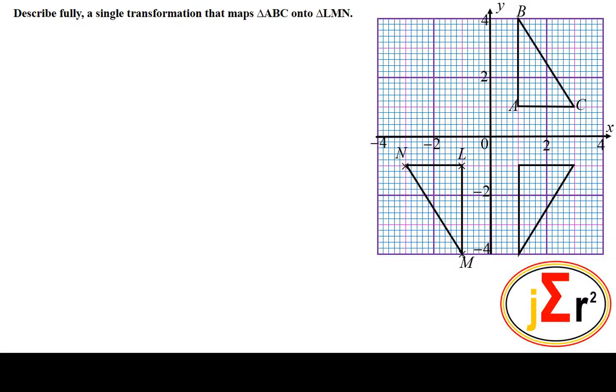Describe fully a single transformation that maps triangle ABC onto triangle LMN. Now, we know that this is an extension of our previous problem. In the previous problem, this triangle, which is the resulting triangle, or the image of this triangle, was obtained by reflecting this triangle in the x-axis, then in the y-axis.